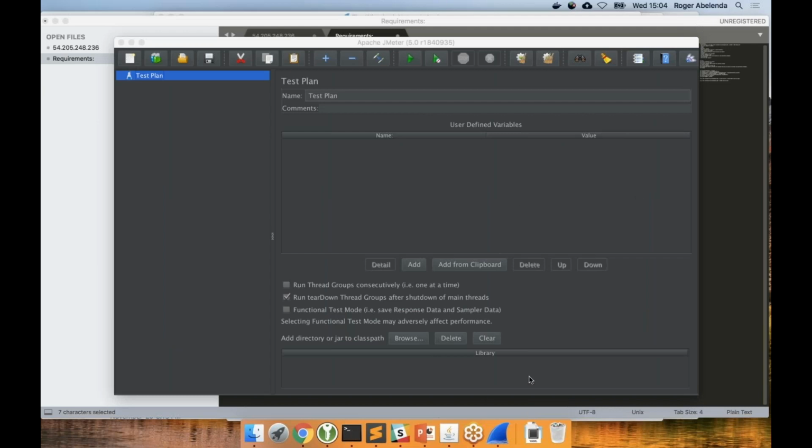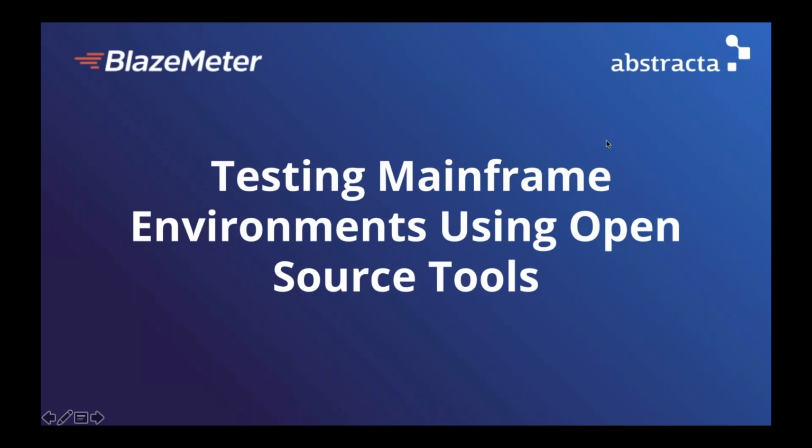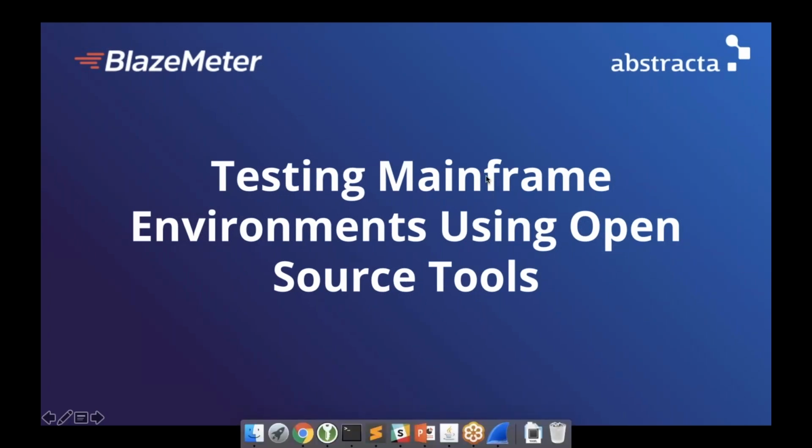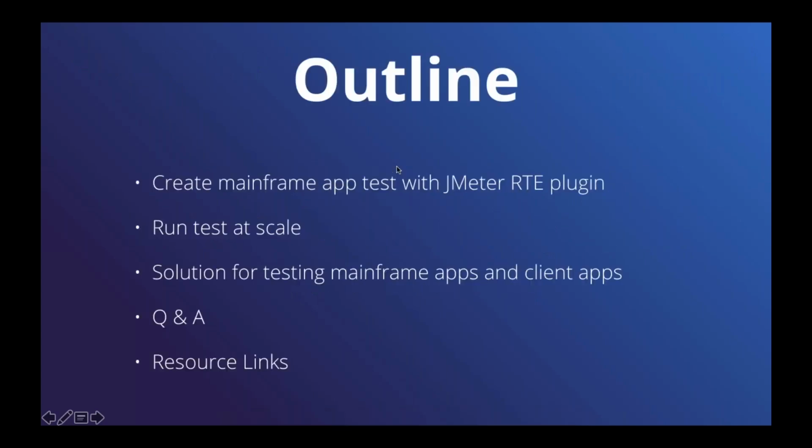Hello, welcome. So let's start. The idea to present in this webinar is that we are going to first create a mainframe application test with JMeter. We are going to do a functional test, and then implement some performance tests with that. Then, after we have a test that tests our mainframe application, we are going to run it at scale by using BlazeMeter, which allows us to do that. I will show you this, and I will provide some tips and pieces of advice on that.